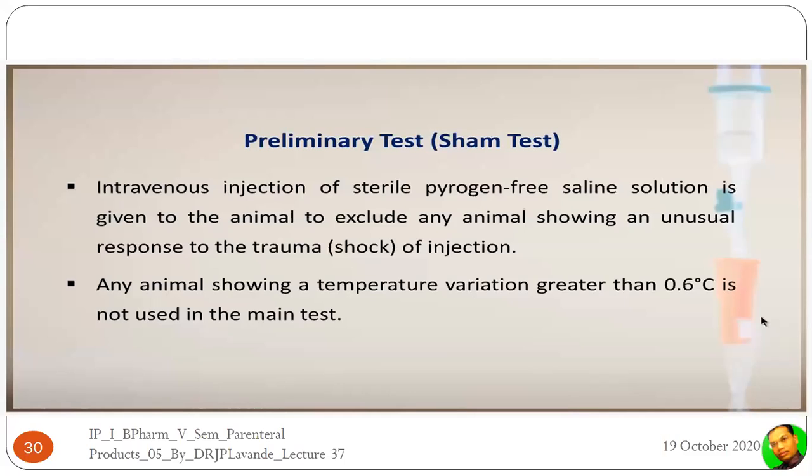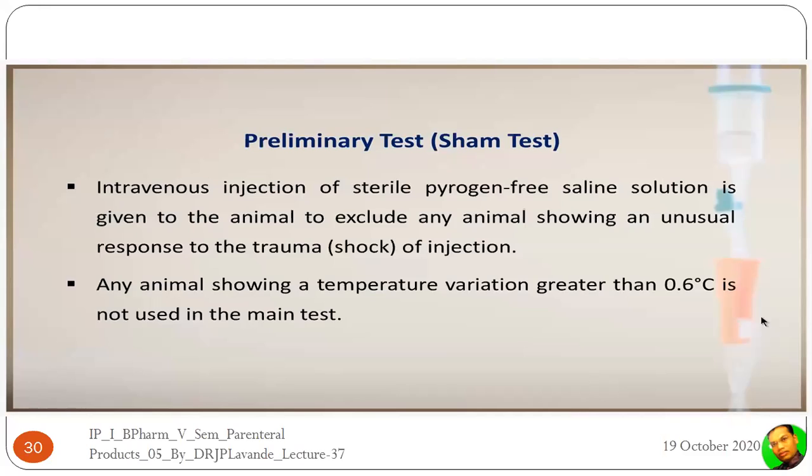That is just to ensure that if any rabbit is sensitive to the process of injection, or is going to give an unusual response to the saline solution, that is, a rise in body temperature, then such a rabbit should not be included in the test. So any animal showing a temperature variation greater than 0.6 degrees Celsius is not used in the main test. That is the ultimate objective of performing the preliminary test.